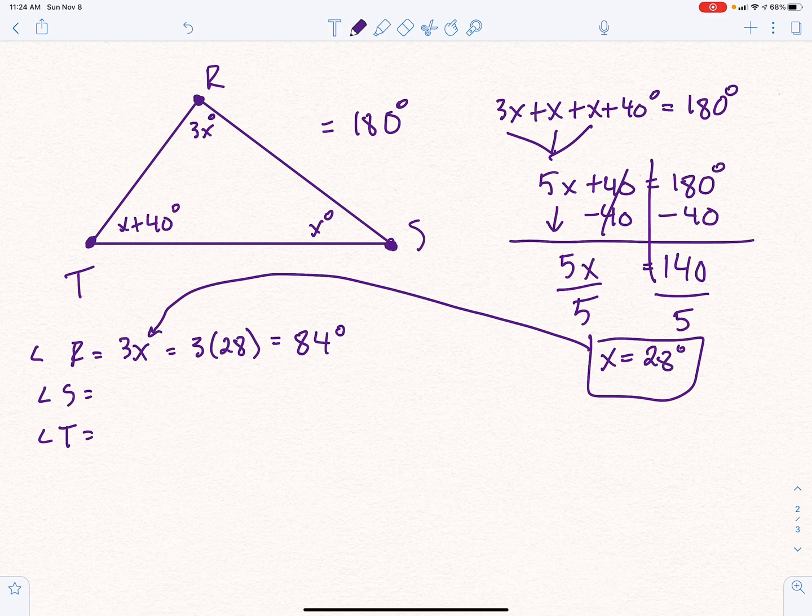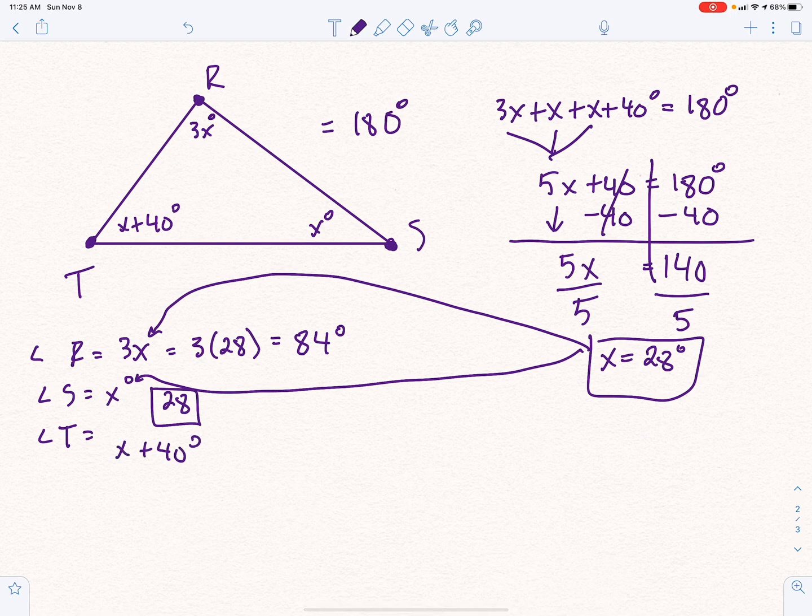We know that S is x degrees. So I'll take that 28 again, and I'll plug it in right there for x. So that would be 28. Very simple. And then lastly, we know T is x plus 40 degrees. Again, I take that 28, plug it in for x. So that would be 28 plus 40, which would end up giving us 68. So that's how you would find the angles of a triangle.